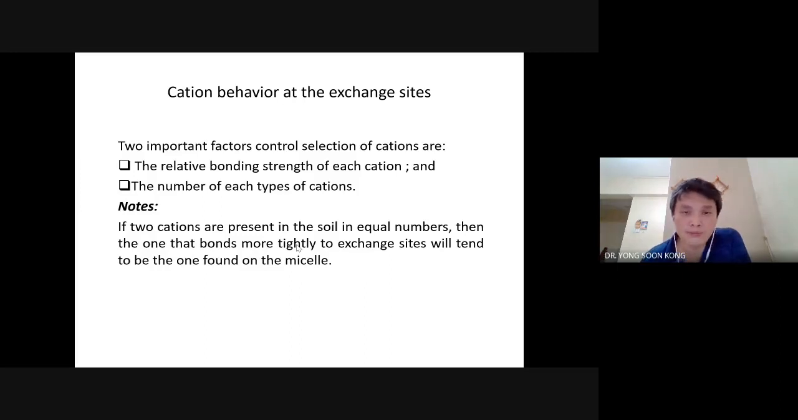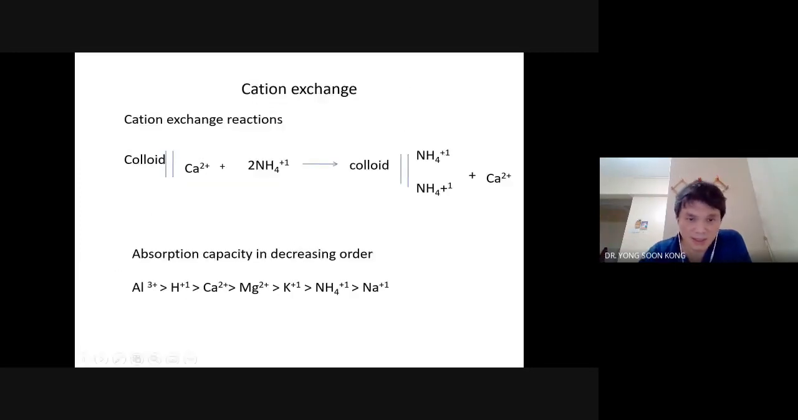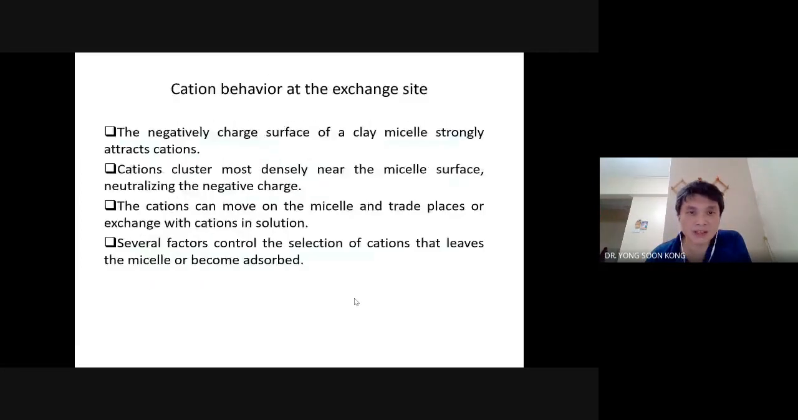Okay, 2 important factors control the selection of cations. This happens to be the more detailed, more technical version of what I showed you earlier. Earlier, remember there's this one, I showed you the absorption capacity. The left-hand side will be absorbed more than the right-hand side. And the scientific explanation is right here.